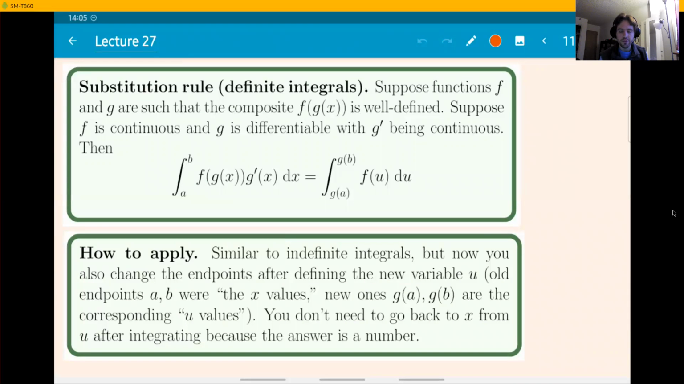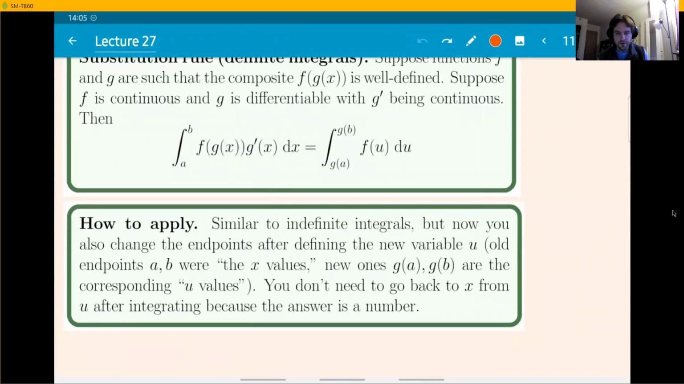How does substitution work now for definite integrals when you have endpoints? Okay, so now suppose you have functions, once again, little f, little g, such that the composite is well defined. f is continuous, g is differentiable with g prime continuous. All of this is just so that the symbol makes sense. Then how does u sub work? It is the same procedure, but you're going to need to change the endpoints. They're going to become g of a and g of b, where g is this inner function that defines the variable u.